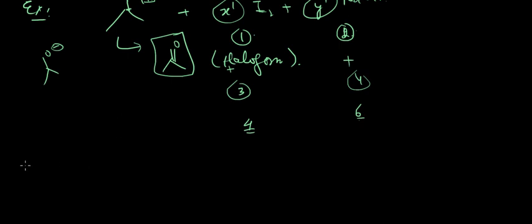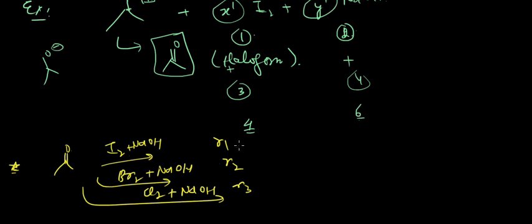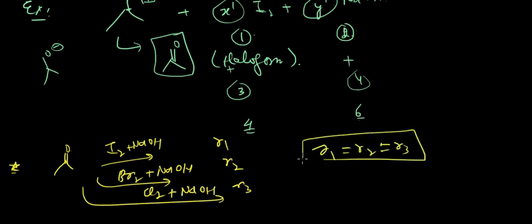So let's discuss the last example for this video lecture. What happens when we react with I2 plus NaOH, when we react with Br2 plus NaOH, and thirdly when we react with Cl2 with NaOH? Let's suppose these rates are R1, R2 and R3. What would be the rate? R1 equals R2 equals R3. Why? Because the RDS does not involve any halogens.